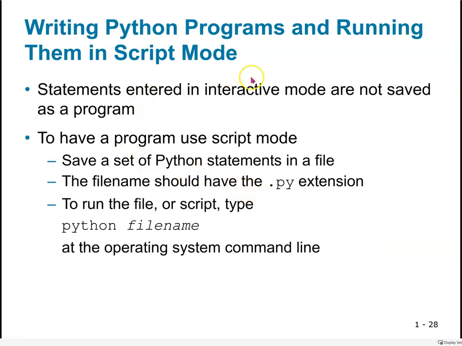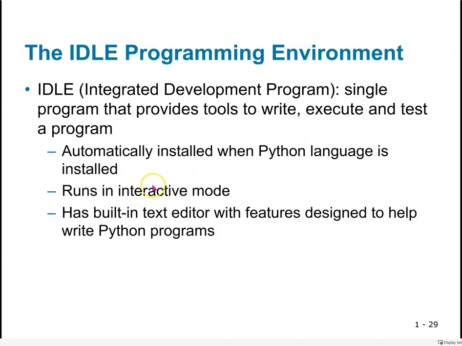Programs run in script mode: statements are entered into a file and saved. When you do interactive, it's not saved. To have a program, use script mode. It collects a set of Python statements, and you run it by typing python and the file name at the operating system command line. And we'll also show how to do that with Codespaces. Okay. IDLE, an integrated development environment, is a single program that provides tools to write and execute and test programs. We're not going to use the built-in Python one. We're going to use Codespaces. It's much easier to use. Okay, and much preferable. So we're going to show you how to use that instead.